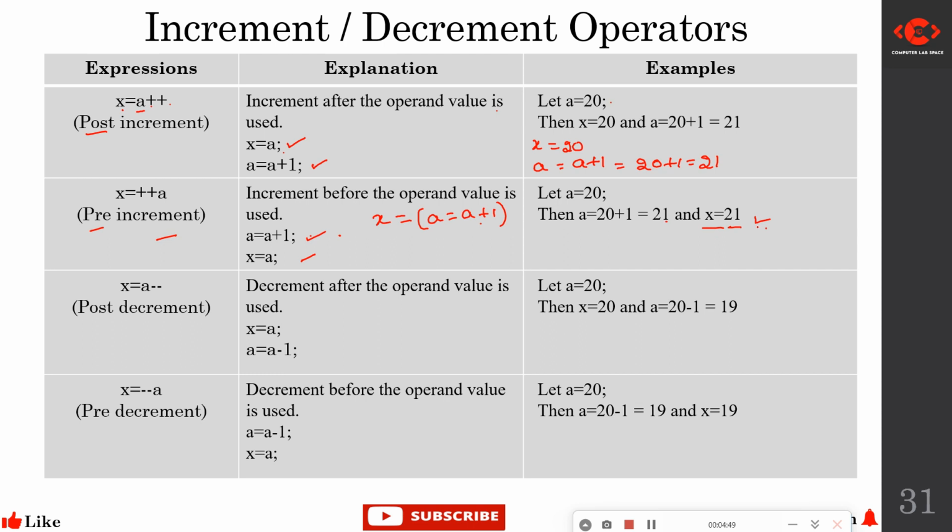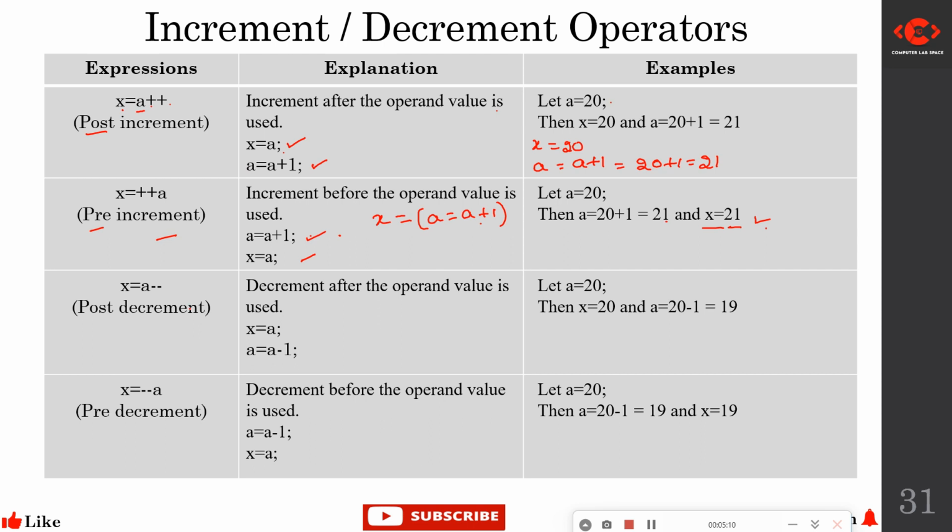One thing you need to keep in mind: in the post increment, first it is going to use the value, then it is going to be assigned, then it is going to be incremented. And for the pre increment, first it is going to increment the value, then it is going to be assigned to the variable. So this is the difference between post increment and pre increment.